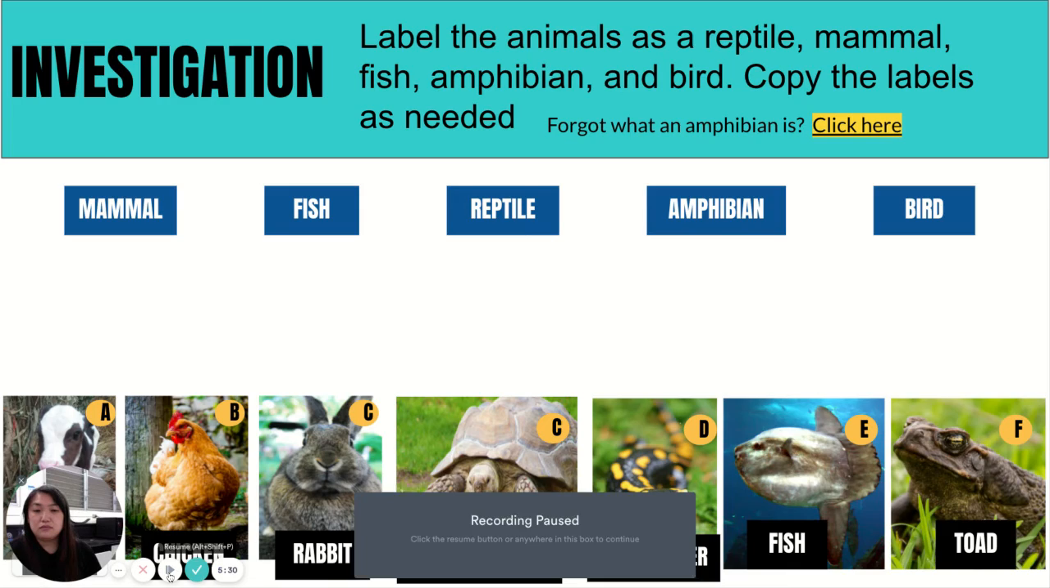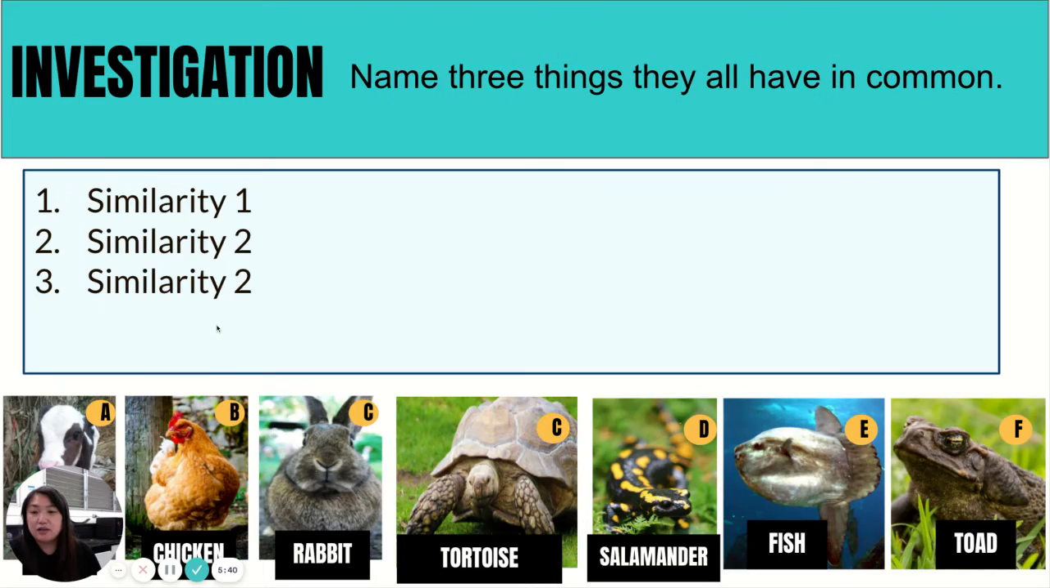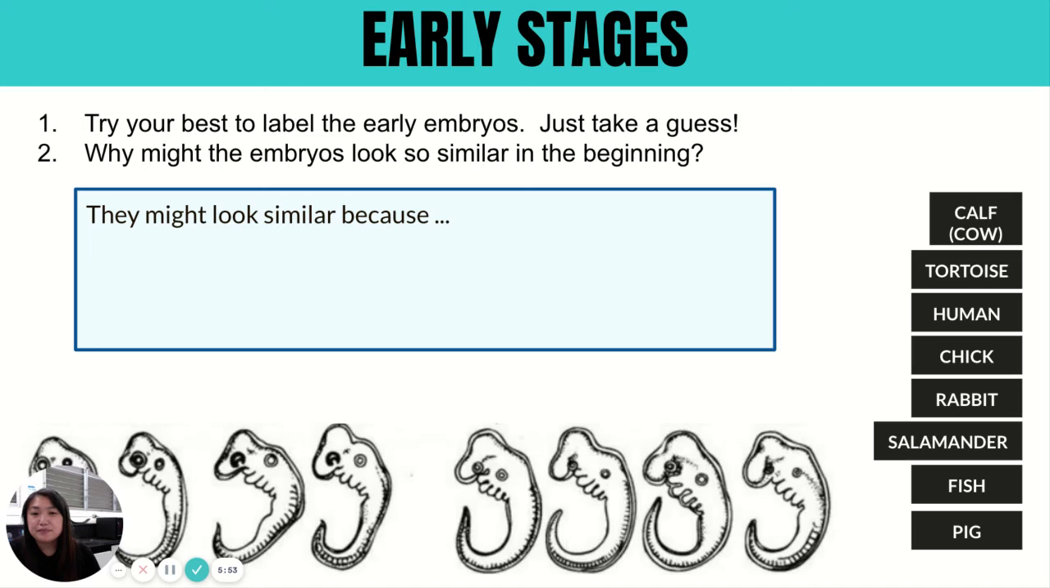Okay? So once you take a look at those, then you can determine which one's a mammal, fish, reptile, amphibian, or bird to, again, see which ones are similar and which ones are not. And then you're going to be writing down 3 things that they all have in common. Some of them are more obvious and some of them are less obvious, so try to figure out what similarities they have.